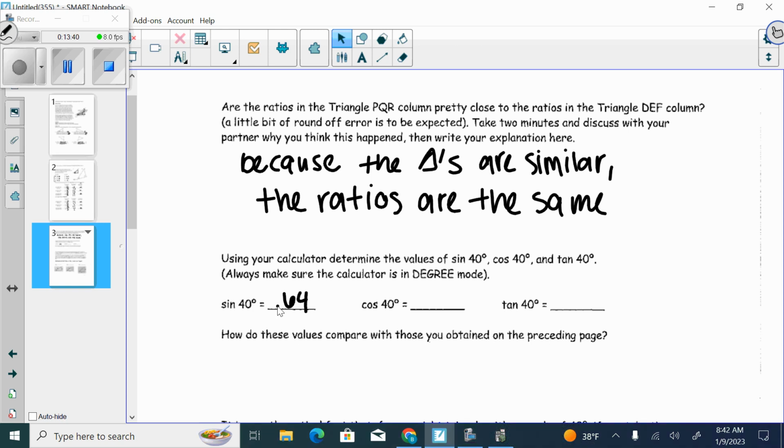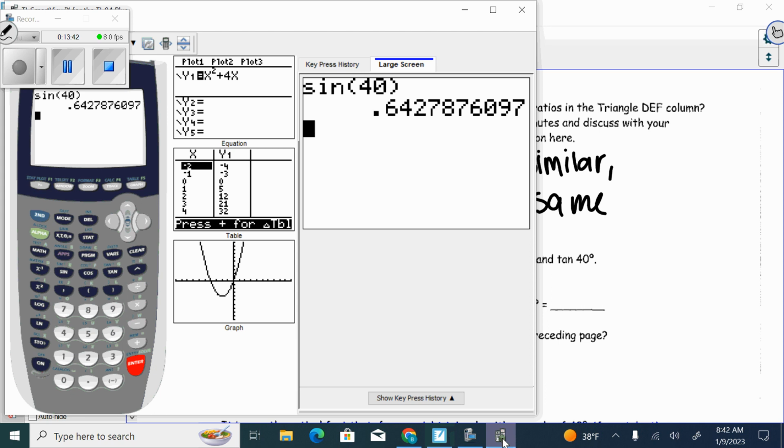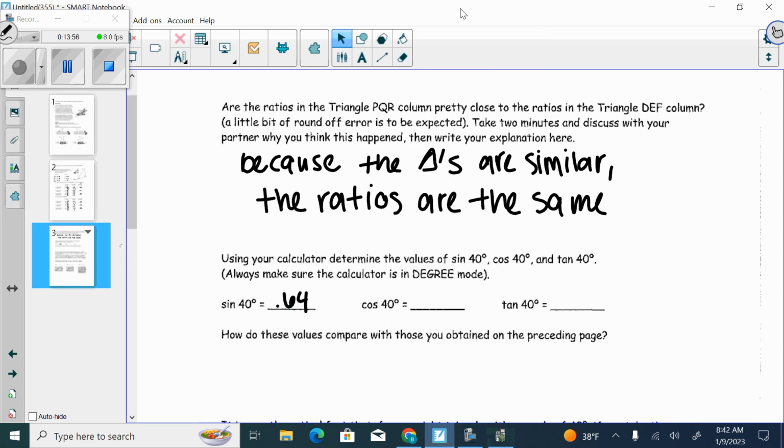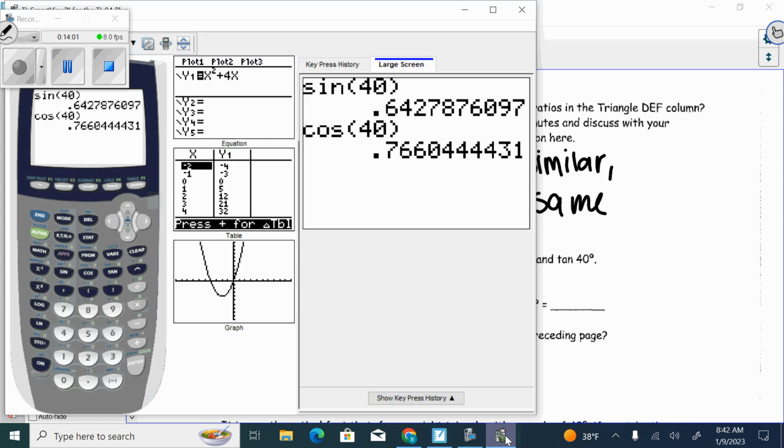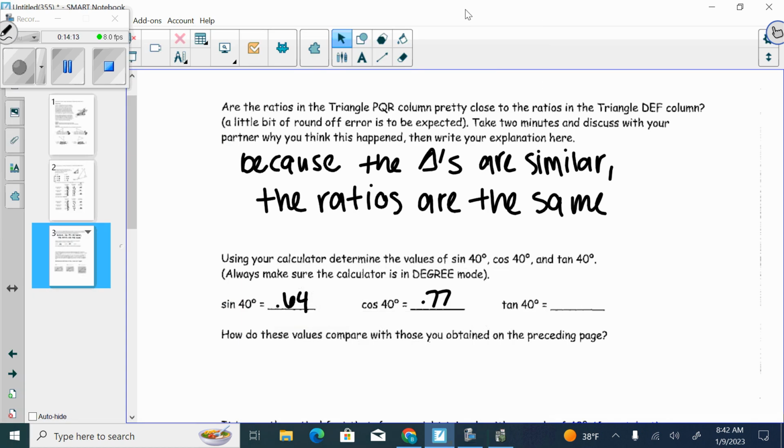All right, we're going to do the same for cosine. So now I've just pressed that button that says cosine, and I'm going to type in 40 degrees, close parenthesis, and it tells us that cosine is approximately what? Good. On this line, we have that cosine of 40 is 0.77. And then lastly, we do the same for tangent. So I press that button that says tangent, put in 40 degrees, and tangent is approximately 0.84. Good. Okay.